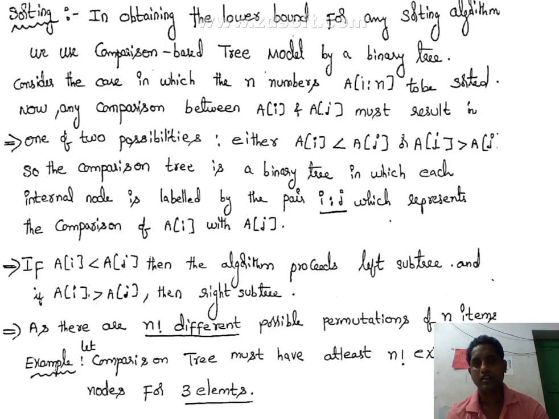And also sorting. There are two conditions: A(i) less than A(j), left subtree; A(i) greater than A(j), the right subtree. Now perform n factorial different permutations of n terms, and then also perform the different types of operations.